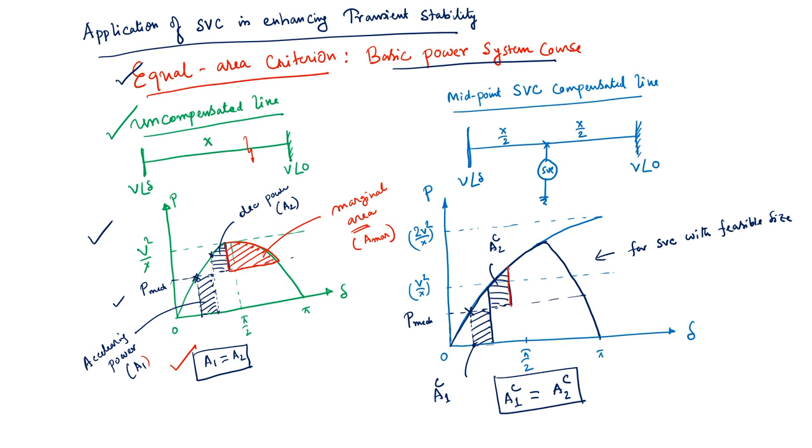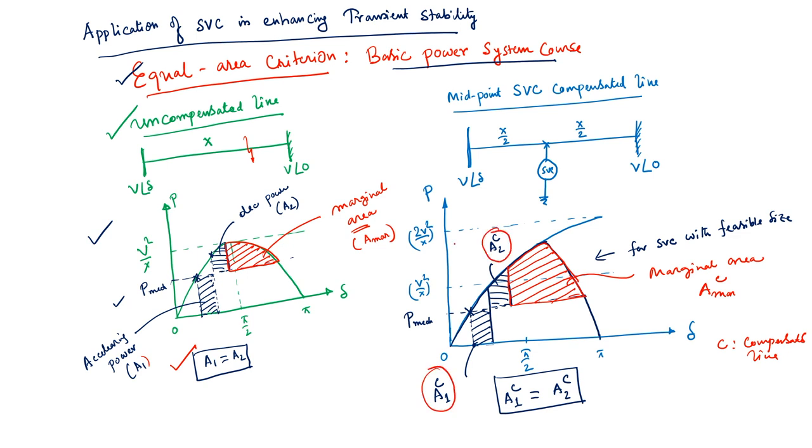this becomes the marginal area, or the margin for which, if there is a fault, then this fault can be mitigated. So, this area is the marginal area, which we can call A mod C, where C represents compensated line. So, A1C is basically the accelerating area for the compensated line, A2C is the decelerating area for the compensated line, and this marginal area is represented by A C mod.